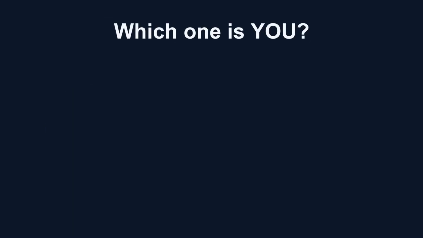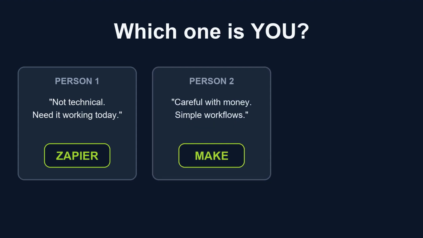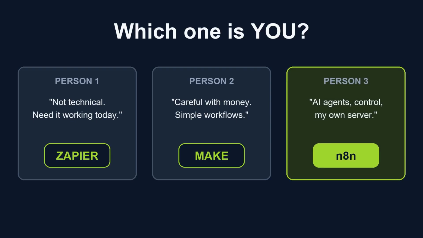So which one is you? Be honest about which of these 3 people you are. Person 1, I am not technical, I will never be technical, and I need it working today. That's Zapier. Yes, it costs more. You're paying for zero friction, and for you that's the right trade. Person 2, I'm careful with money, my workflows are simple, and I can spend a weekend learning. That's Make. 80% of the power at a fraction of the price. Person 3, I want AI agents, I want control, I might run it on my own server, and I don't want a bill that punishes me for growing.